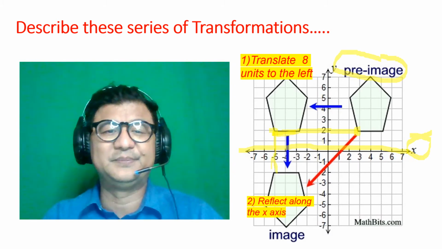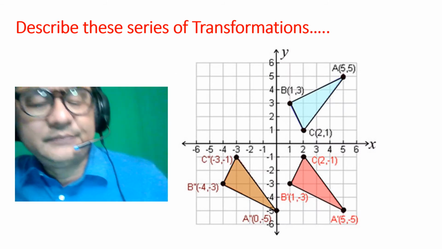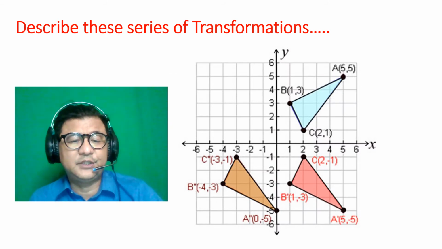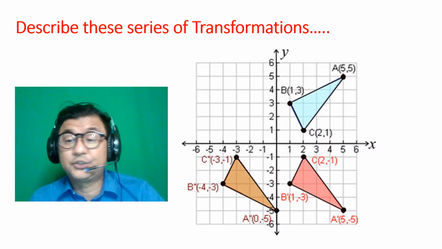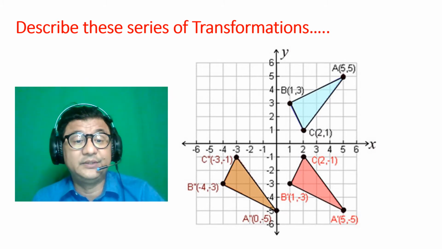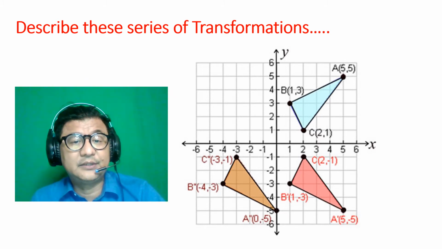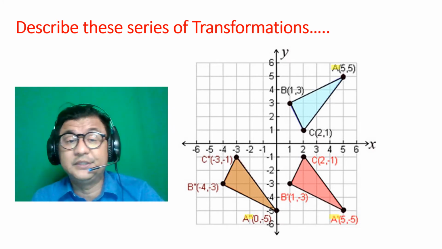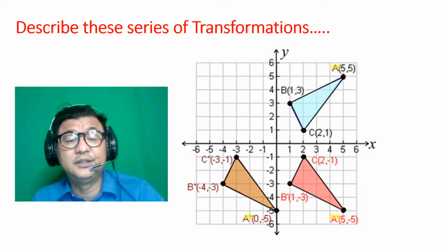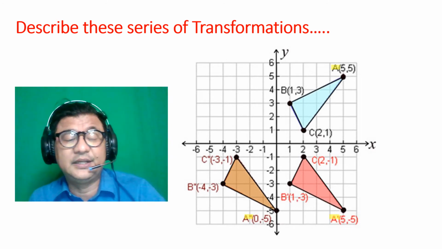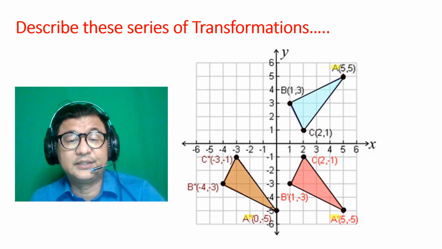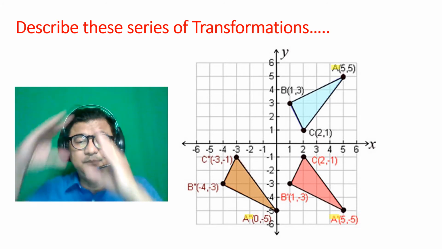Number 2. Now let's describe this transformation. But first, let's look at the letters so we know where it began and where it ended. Now, check out the A. This is A prime, this is A double prime. So it means it started with the blue triangle, going to the pink triangle, and then to the brown triangle. Now, if you look at A to A prime, did it simply slide?